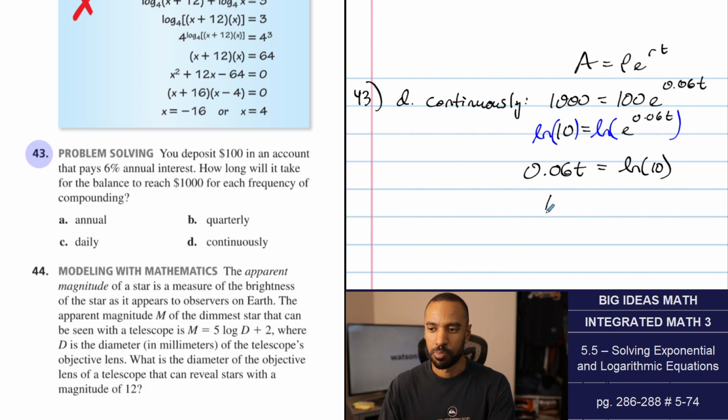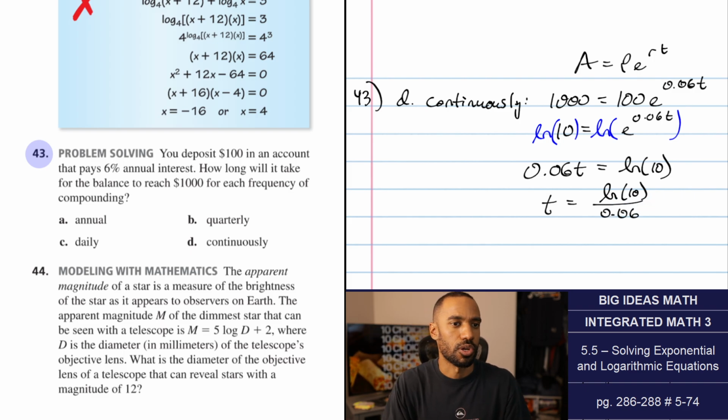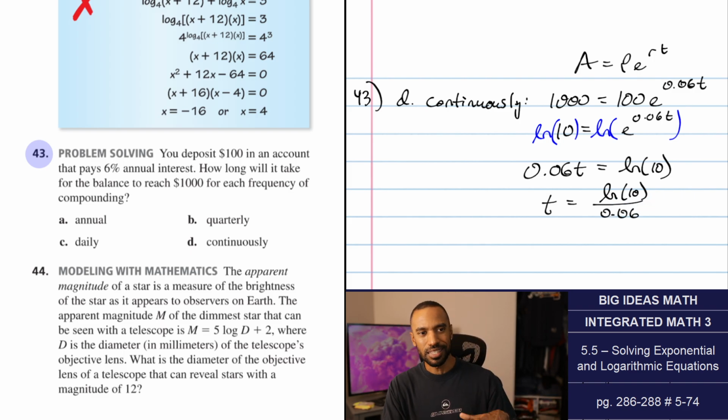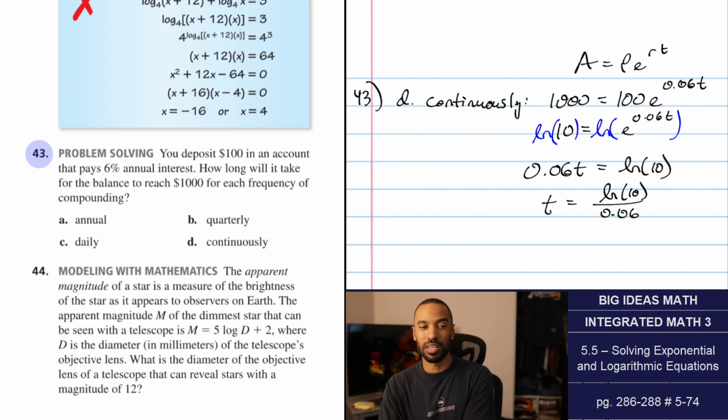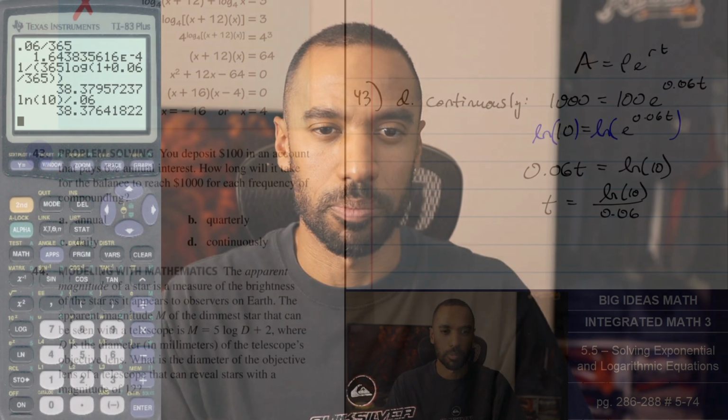So we'll divide both sides by 0.06. And let's get that result. So natural log of 10, this is going to be the least of them. It's probably still going to be in the 38 range. Let's see. Natural log of 10 over 0.06. It's still, check this out, to decimal places here.